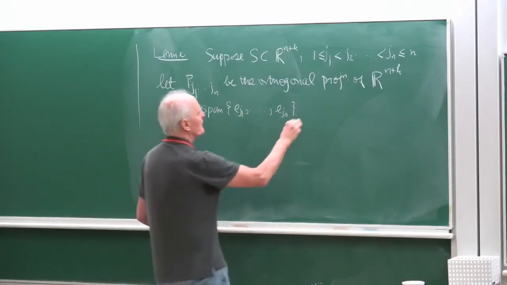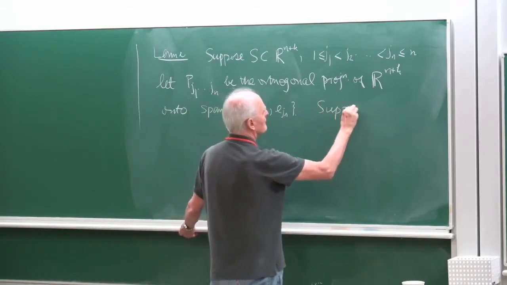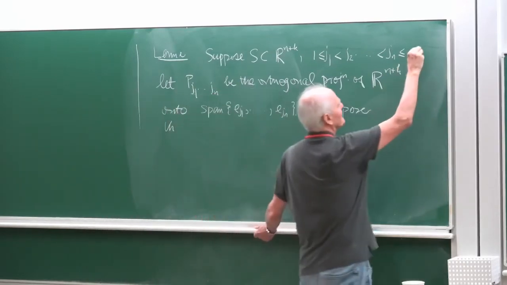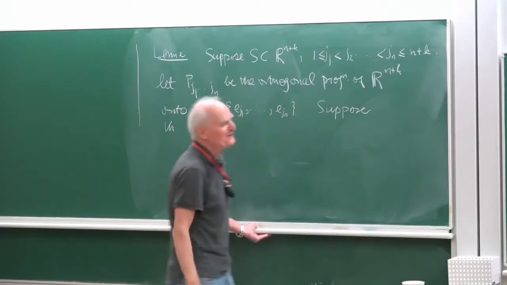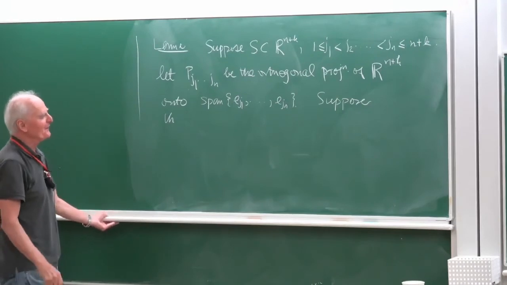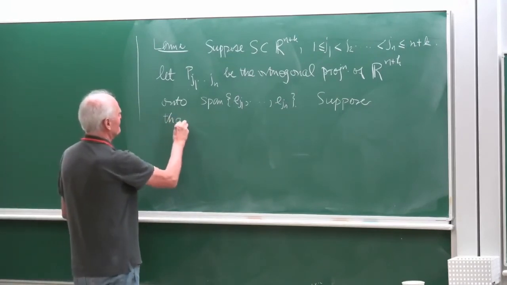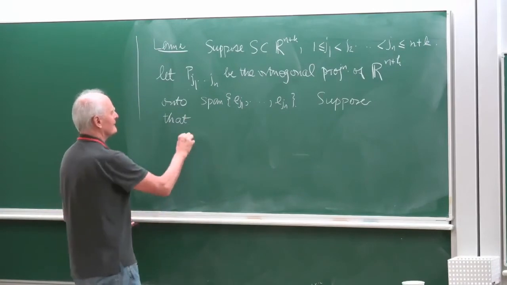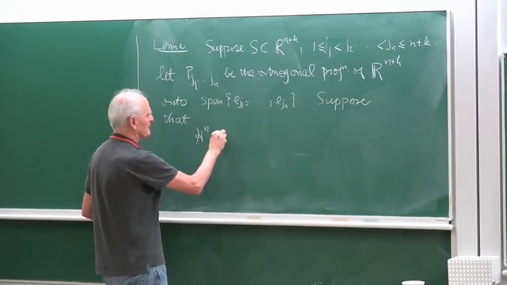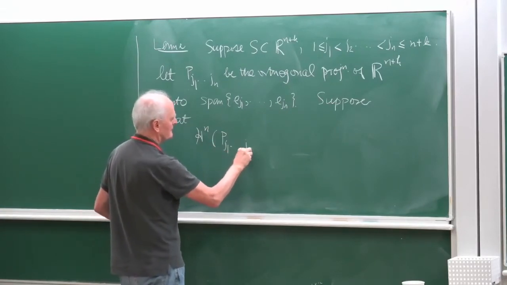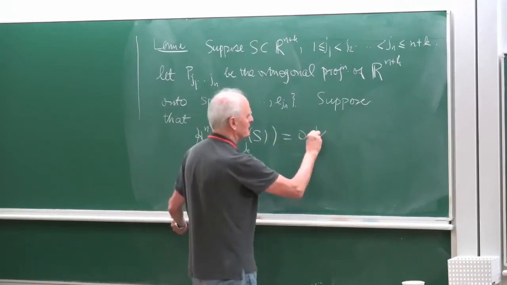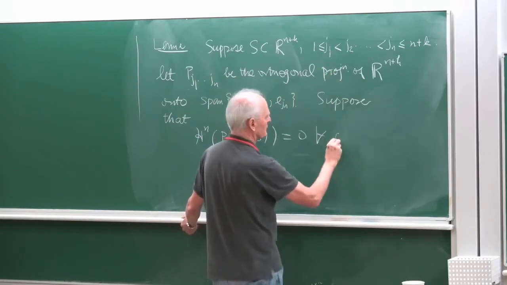And suppose the following is true. Namely, when you project this set S onto this span, suppose you get a null set. It's always 0 for every choice of j1 up to jn.